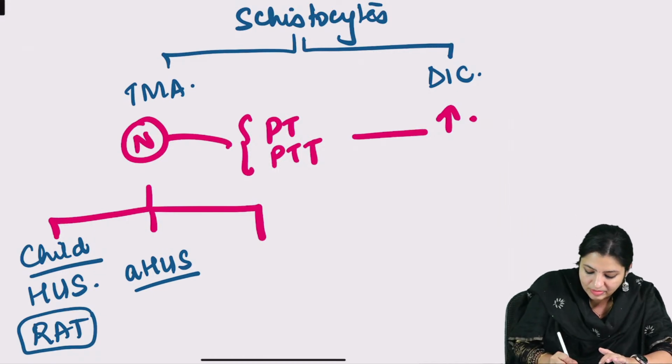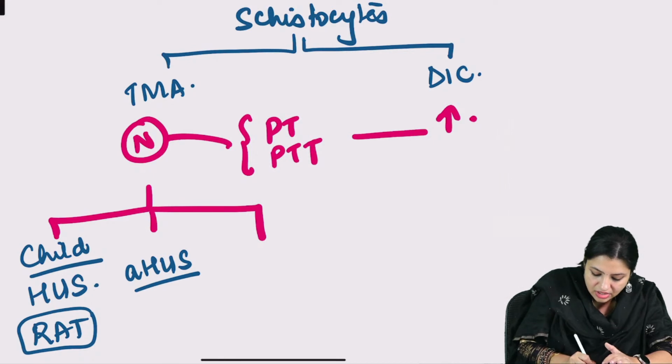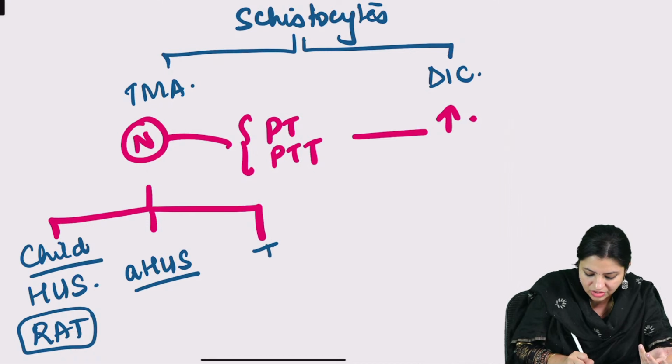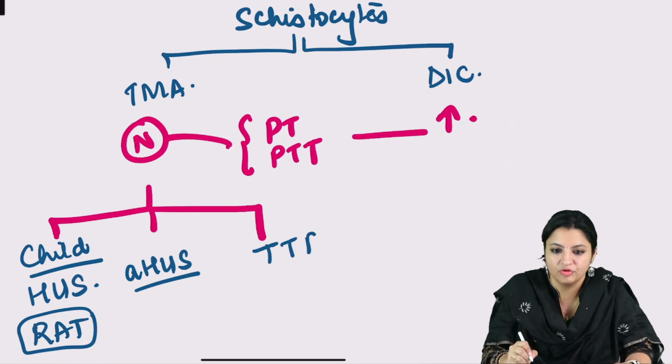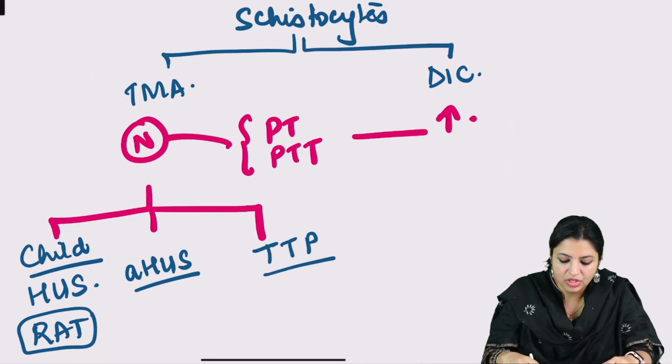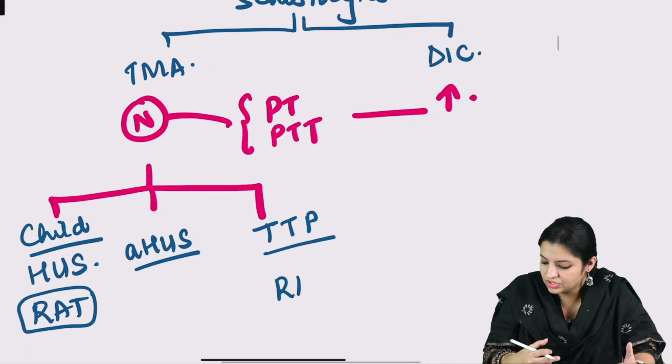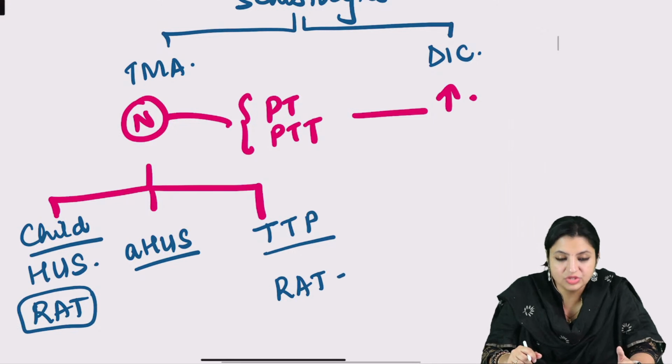Complement levels if you're thinking of atypical HUS, and typical HUS usually has Shiga toxin or E. coli infections, so you work up for the infective profile. Now this is how we proceed with the approach to a case of schistocytes. So that is what you should remember.